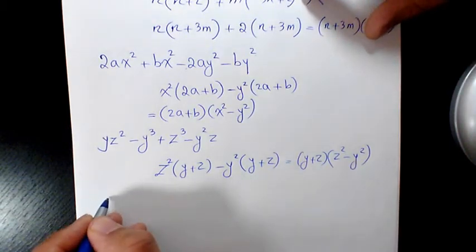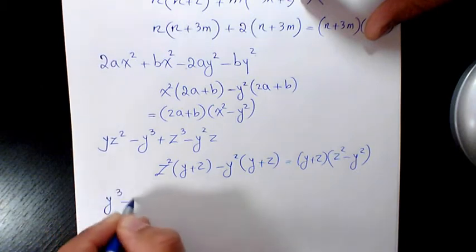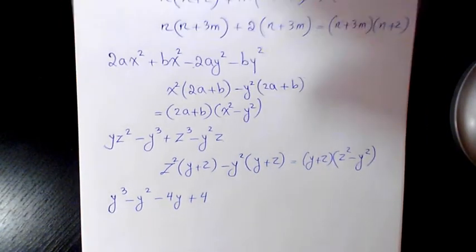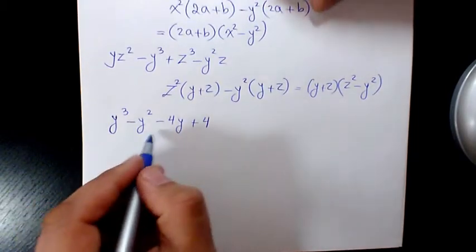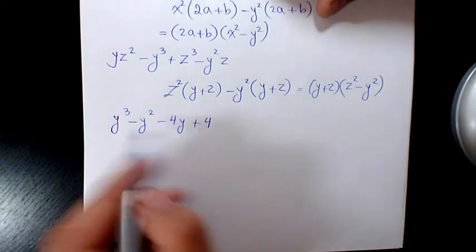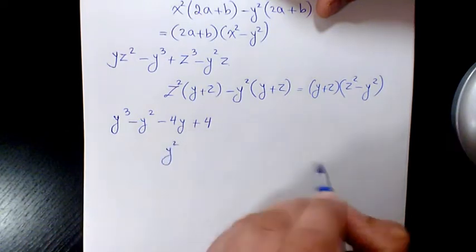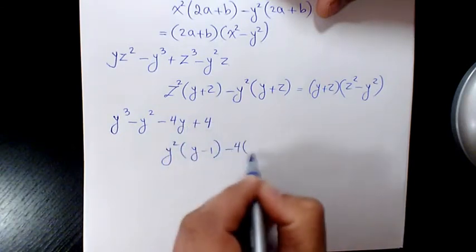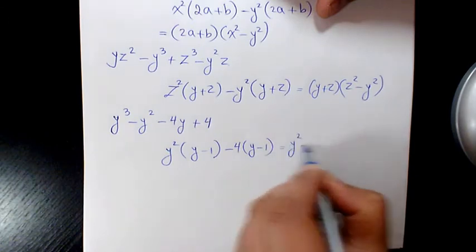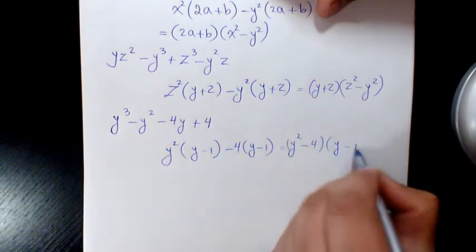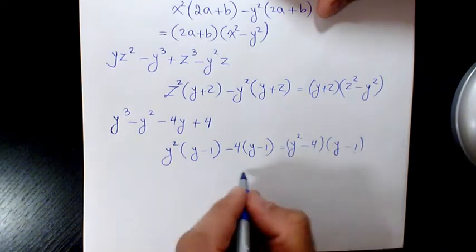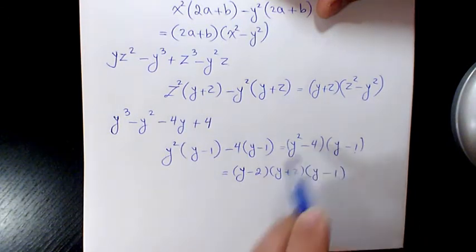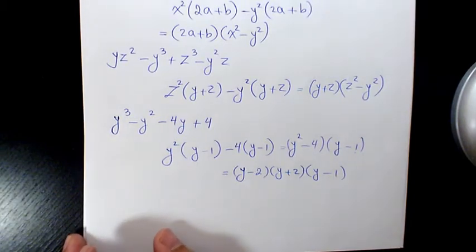Next one is going to be y cubed minus y squared minus 4y plus 4. So what we can do here, we can group this one and these two. When you group the first two terms, you can factor y squared. It's going to be y minus 1. When you factor negative 4 in here, it's going to be y minus 1. So it's going to be y squared minus 4 times y minus 1. And then y squared minus 4, you can make it as y minus 2 times y plus 2, because that's the difference of squares that we had before.